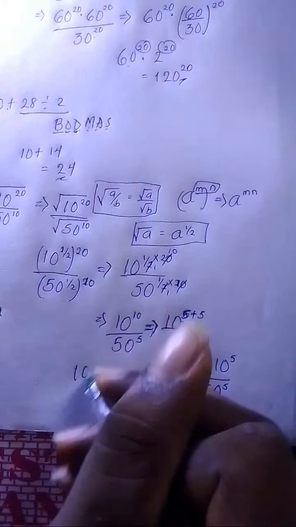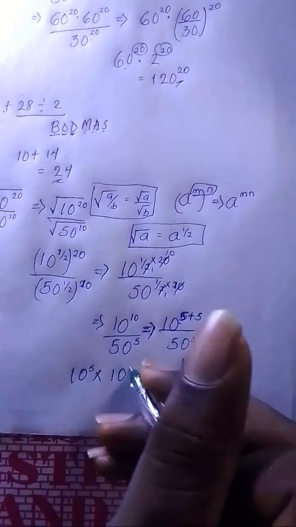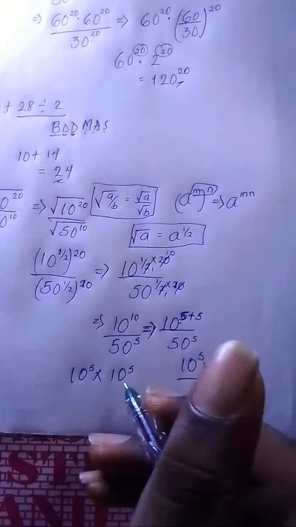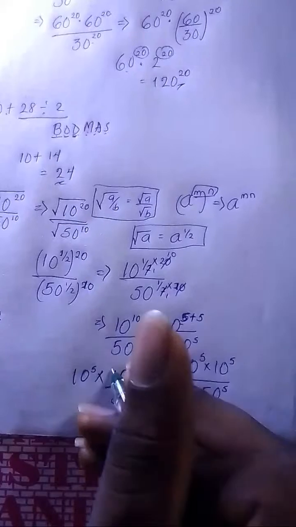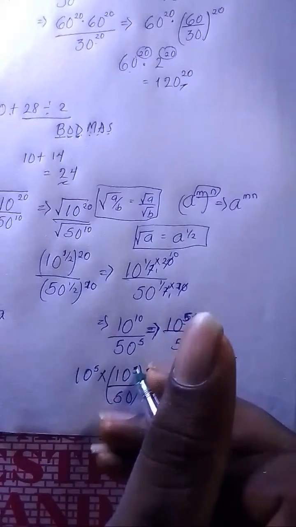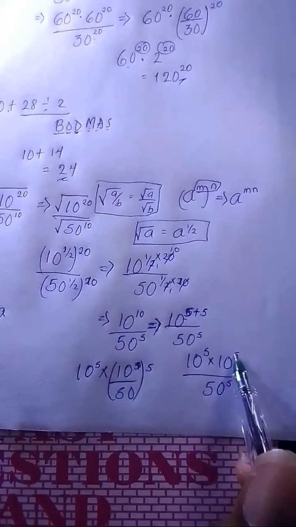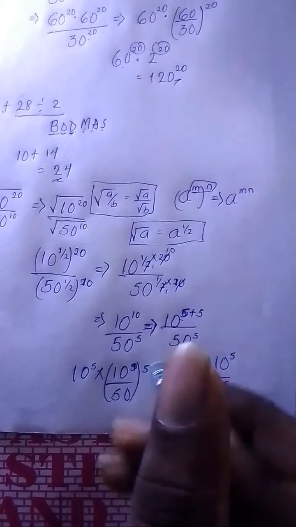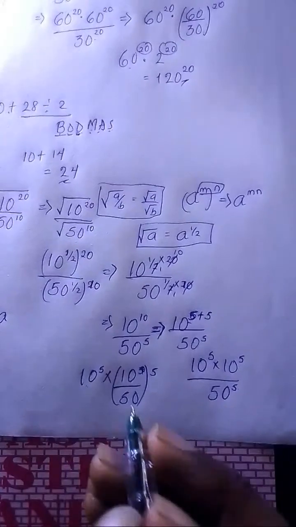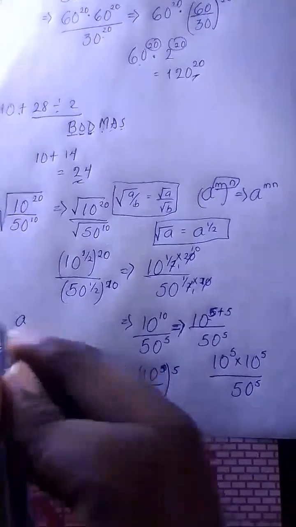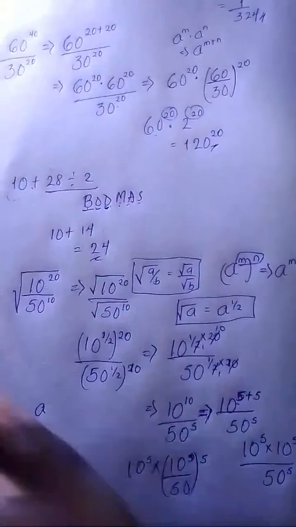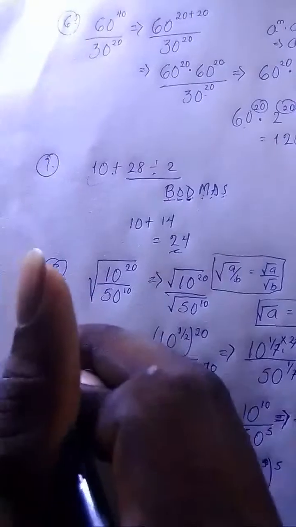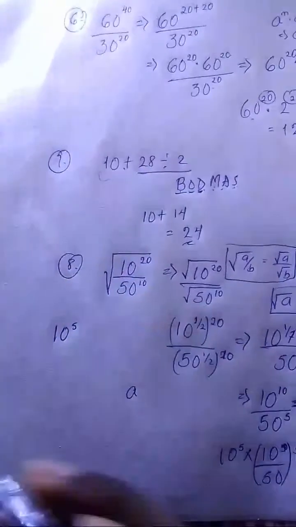So from here we have 10 raised to the power of 5 times 10 raised to the power of 5, or we can say 10 times 10 over 50, all raised to the power of 5. We can just cancel this one and put it there, all raised to the power of 5, because since this is raised to the power of 5 and that is raised to the power of 5, we can put them together.